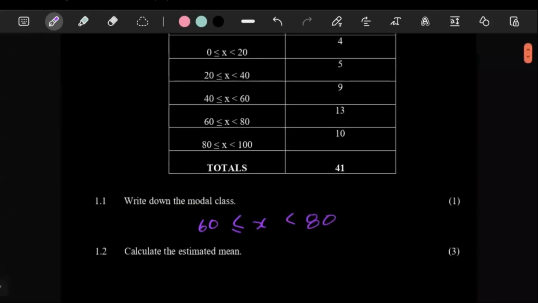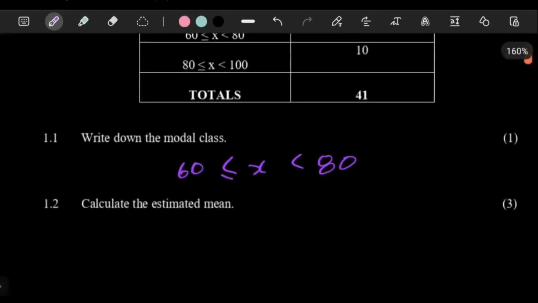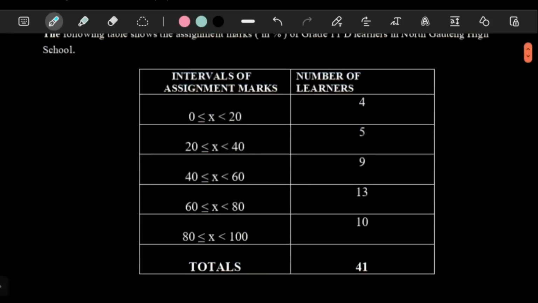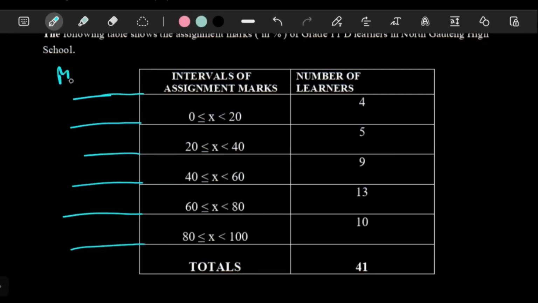Calculate the estimated mean. This is calculator work. Before you put anything in your calculator, you firstly need the midpoints of your intervals. So let me add a column on the left here, because we need the midpoints of each of these intervals. We're going to have midpoints here.